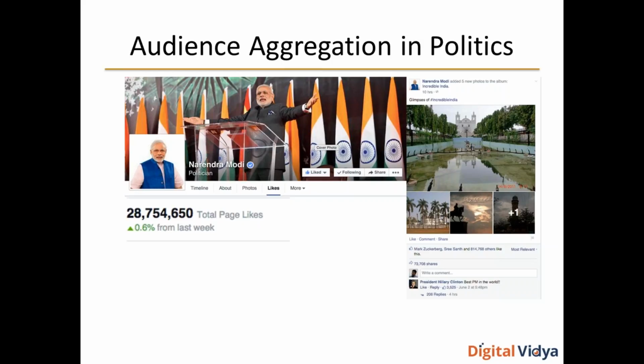And the biggest example is Modi. He has taken the level of audience aggregation to the next stage, which no one could have imagined. He has used social platforms to an extent that nobody could have imagined. Next time when he fights elections, we already have people who are following him on Facebook, on every possible social media channel.